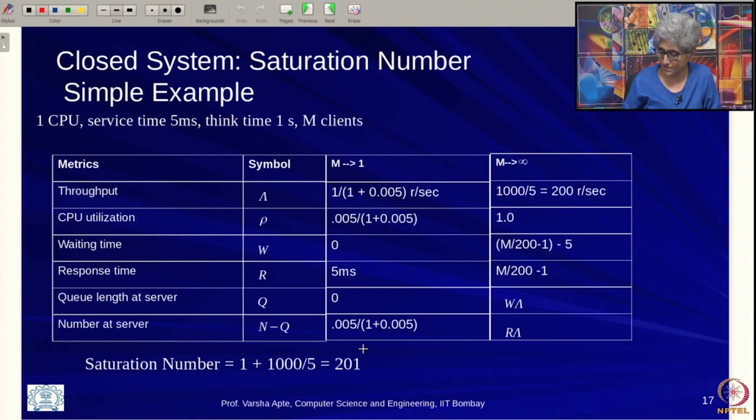Just as an example, whatever example we had seen earlier, we had 5 millisecond service time, 1 second think time, and earlier we had done an example with 180 clients. The saturation number for this system is actually 1 plus the think time in milliseconds, 1000, divided by 5 milliseconds. So, 201 turns out to be the maximum. The example we had taken was just a little below the saturation number, and these were the metrics we had found for that example.